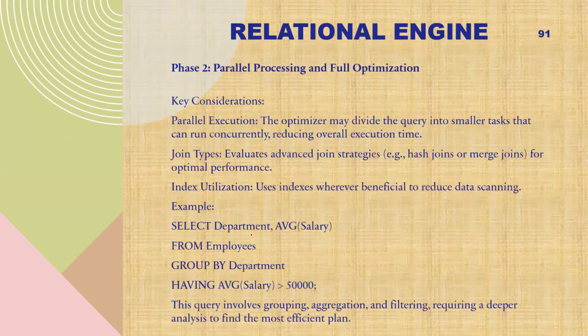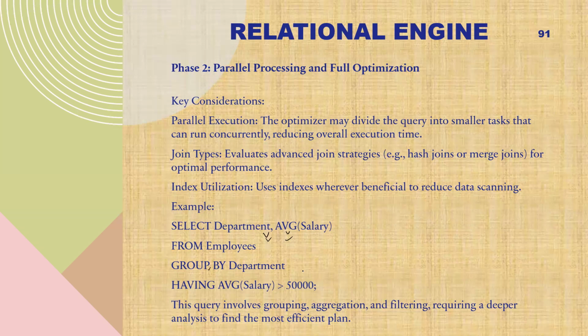So coming back to the topic, suppose we are running one query, right? Let me go with the query first. See, this is our query: select department, and then we take the average of the salary from employee, then group by the department, then having average salary greater than 50,000. So what does this query involve? Grouping is there, aggregation is there, filtering is there. So it requires a deep analysis so that it can fetch the best execution plan, right? So it will go with parallel optimization.